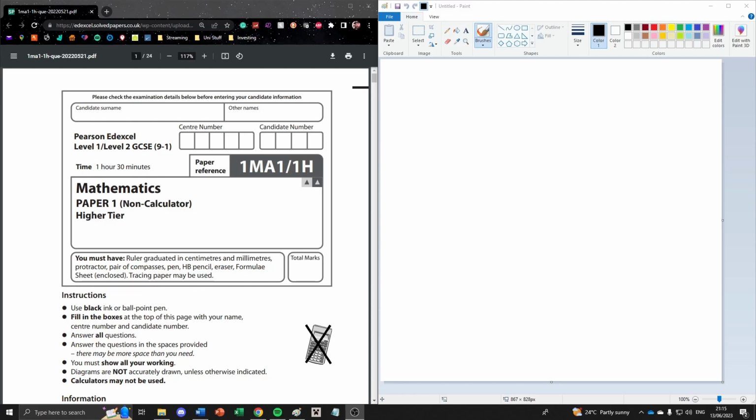Hi, this is a paper walkthrough for the Edexcel GCSE Maths Paper 1 Higher from 2022. For each question, I will try and give a detailed explanation of how to get the solution, along with a quick look into which topics are involved, so that if you've struggled on a particular question, you know which topics to revise to do better on similar questions in the future.